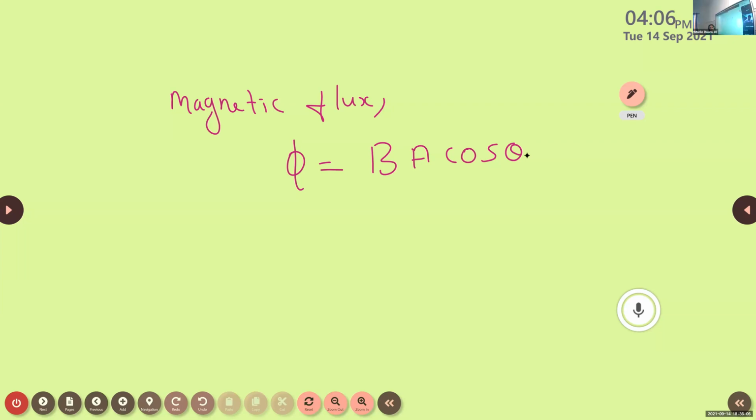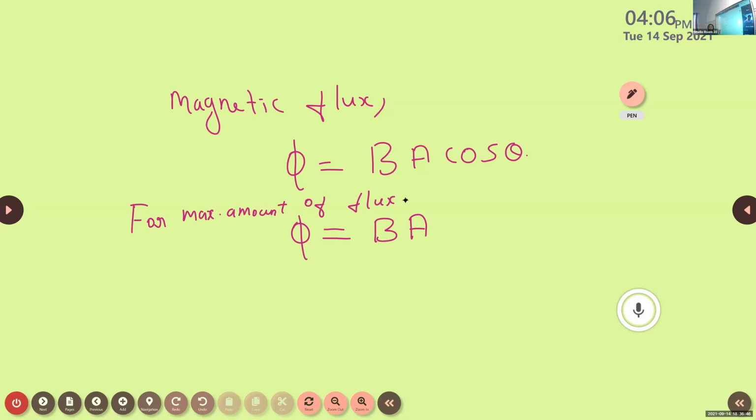For the maximum amount of magnetic flux, it becomes phi is equal to BA. What is the condition for maximum flux? Theta is equal to 0, so cos theta is equal to 1. So for maximum flux, we can write phi is equal to BA.